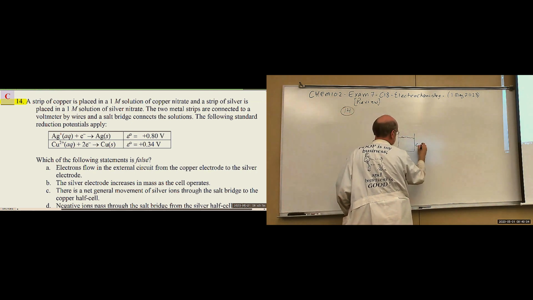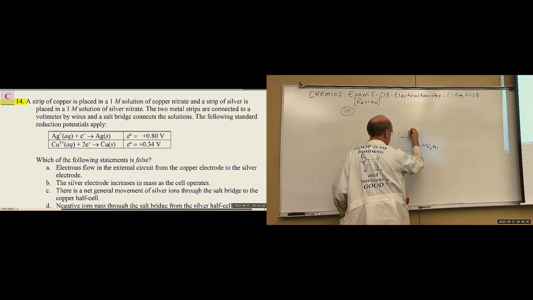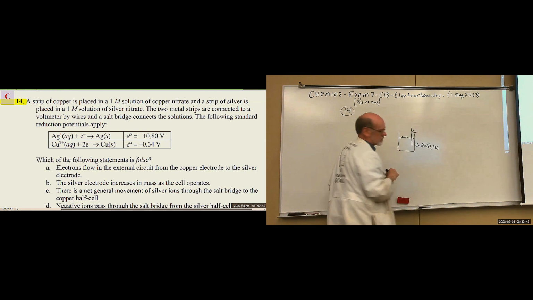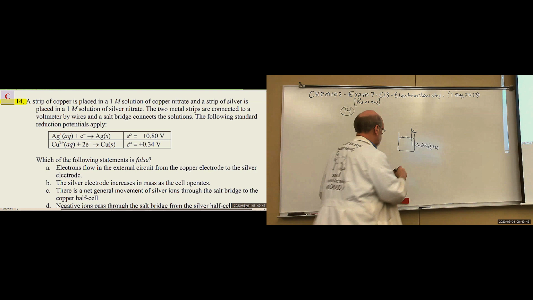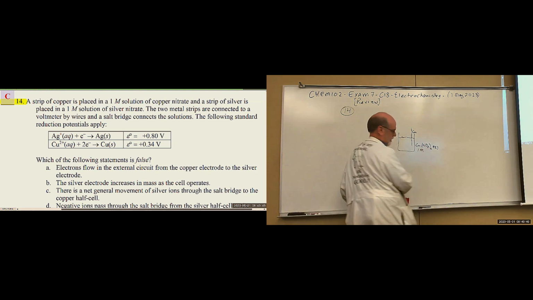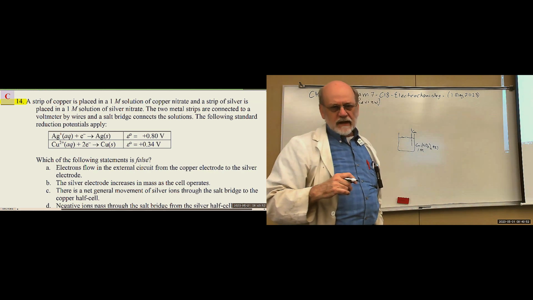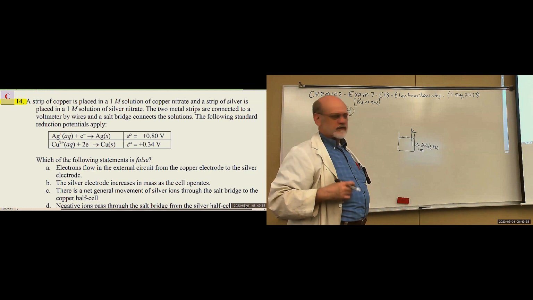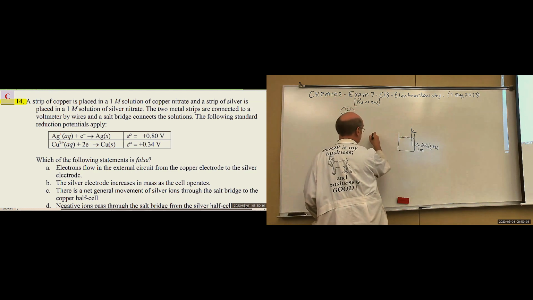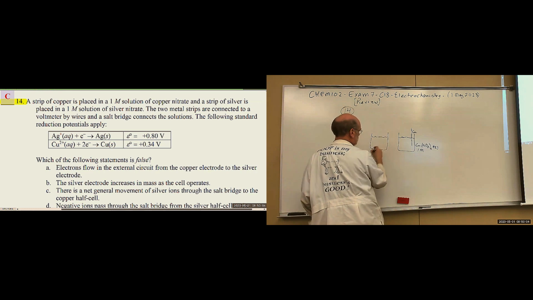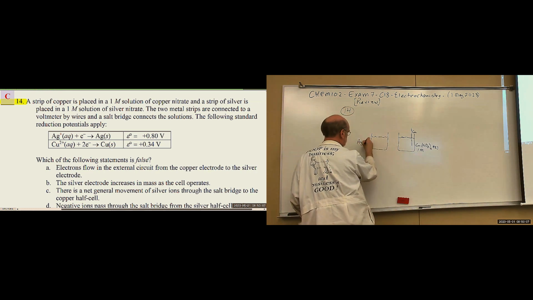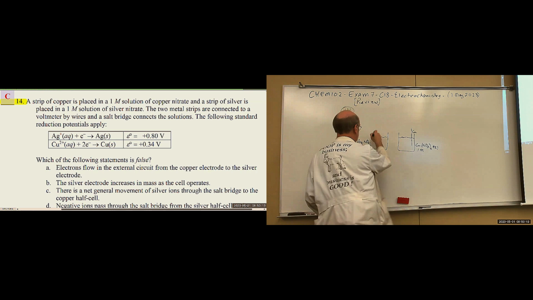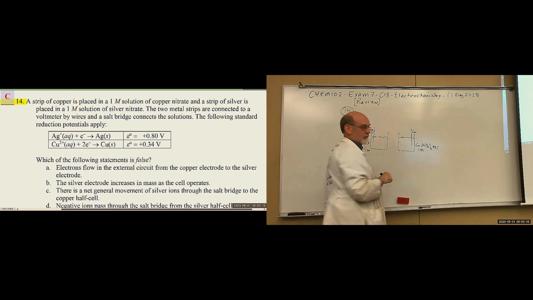We have a solution of copper nitrate. It's 2 aqueous. And we have a strip of copper here. All right, so far so good. Oh, 1 molar concentration. Let's see. And a strip of silver is placed in a 1 molar solution of silver nitrate. I don't know which side to put it on yet, so I'll put it over here. So this is silver nitrate. Yes, 1 molar. And silver there. Okay.